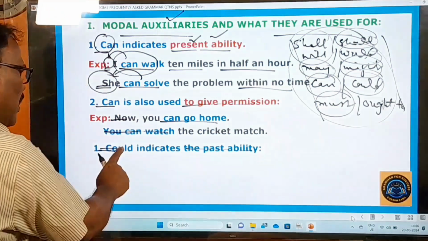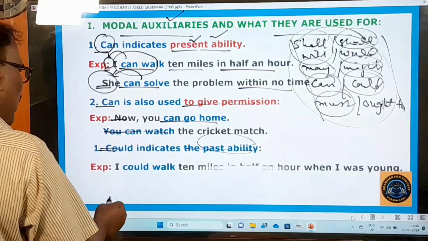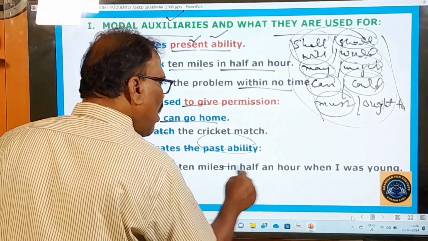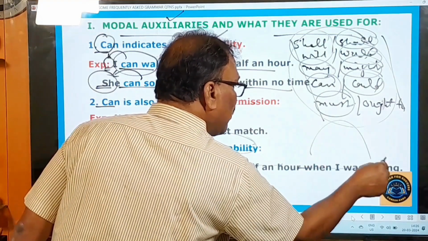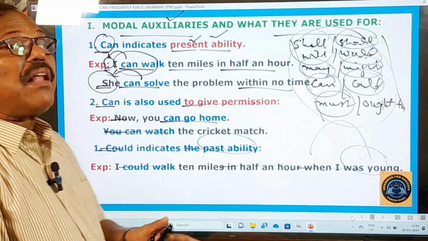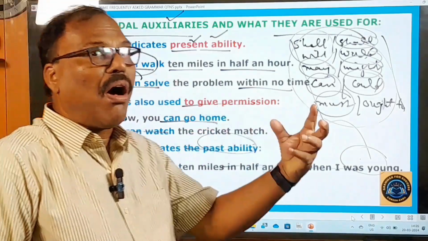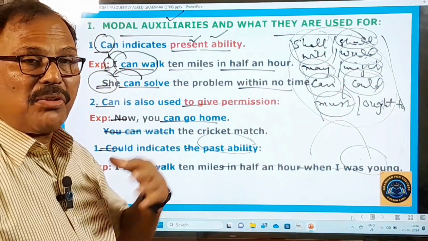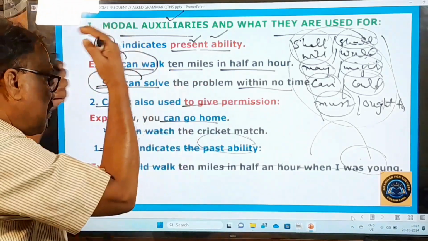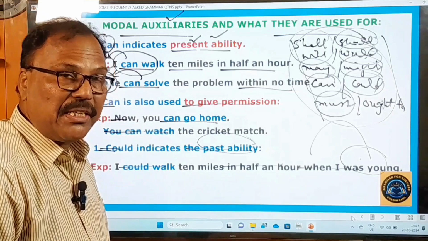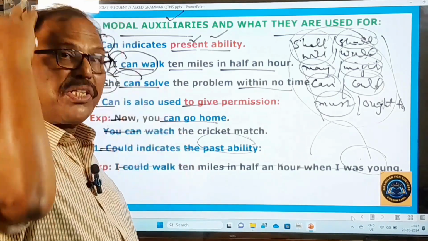And here could indicates the past ability. One example I would like to give you here. I could walk 10 miles in half an hour when I was young. This is the past ability, because when I was young, I could walk 10 miles in half an hour. That was my ability. The ability is not the present ability. The ability is the past ability.